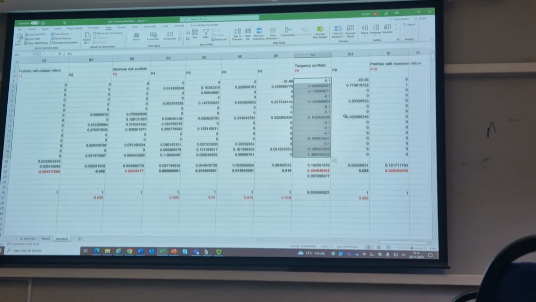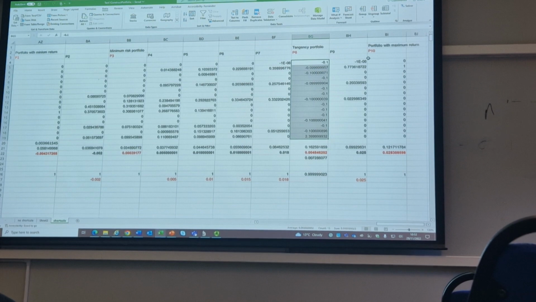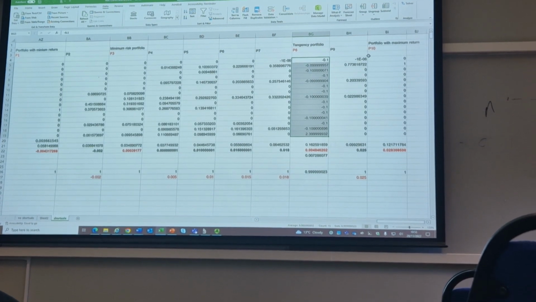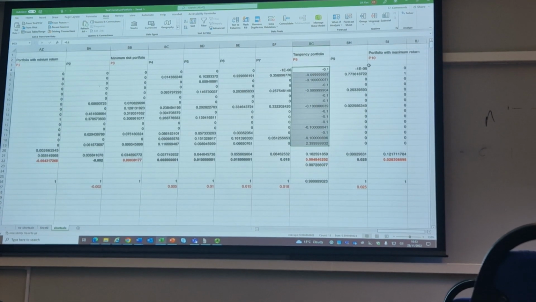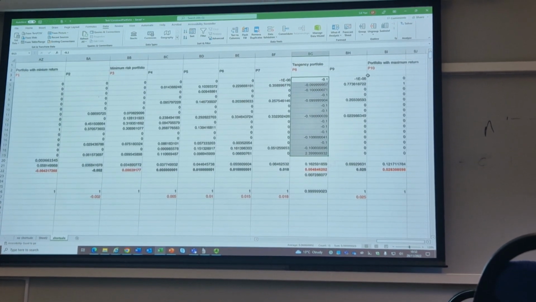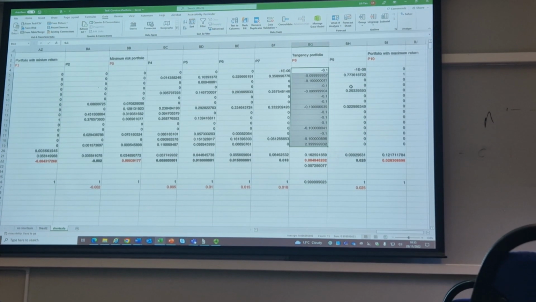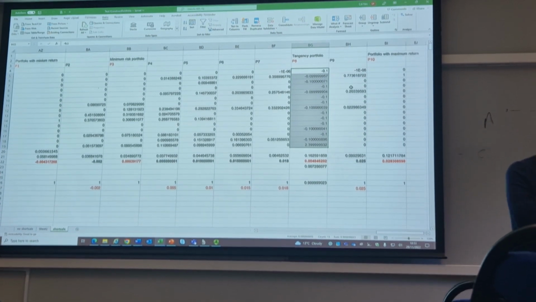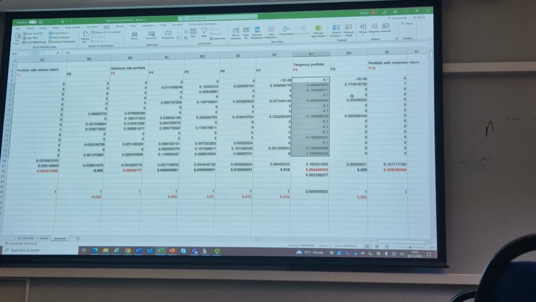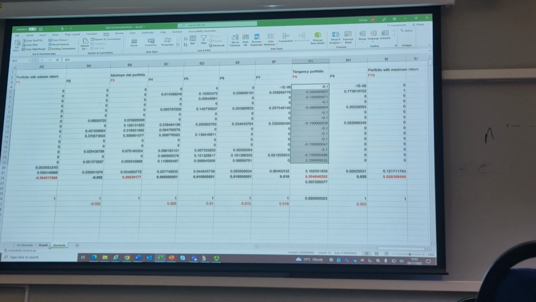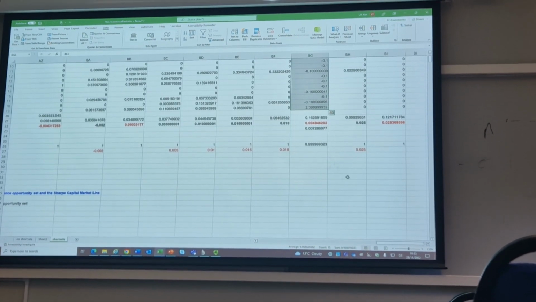So for the remaining portfolios, we need to do the same. We need to set the weight of each stock greater than or equal to minus 0.1. Okay? Is that clear? So this is how we construct portfolios with short sales allowed. Do we have any further questions?